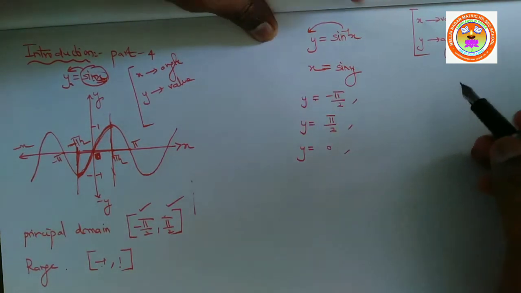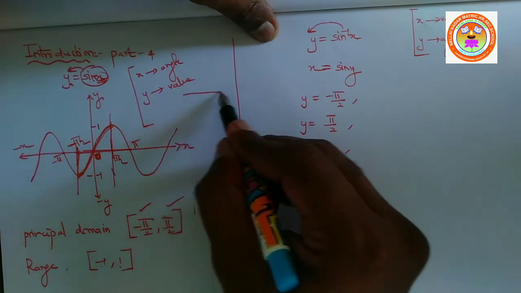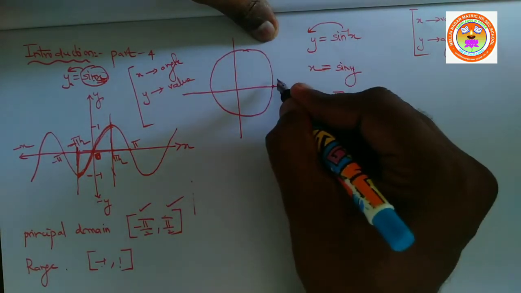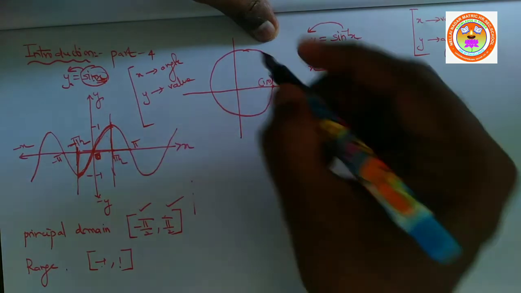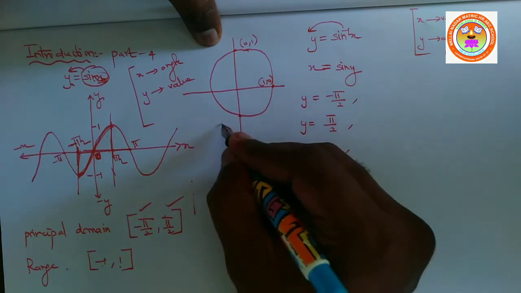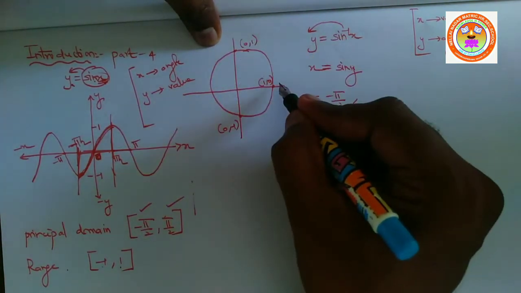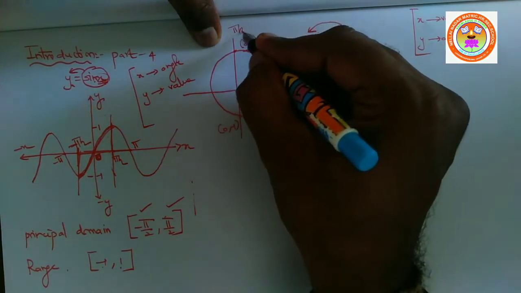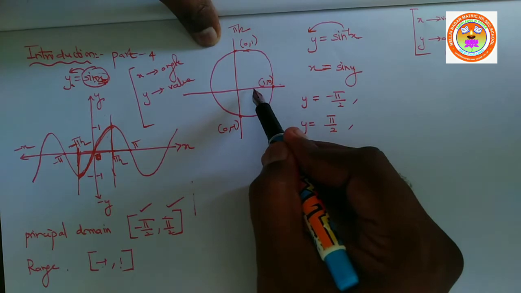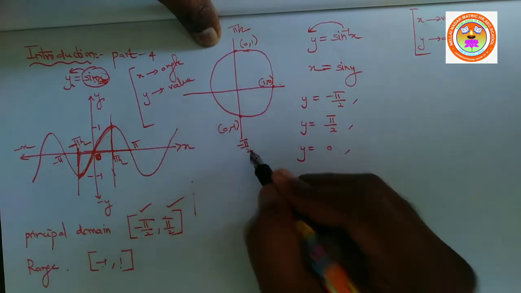If it is very difficult to find these, I can give you one super idea: the unit circle. This point is 1 comma 0, this one is 0 comma 1, and this one is 0 comma minus 1. This is 0 degree. We know this is pi by 2 if it goes in the anti-clockwise direction. If it comes in the clockwise direction, this becomes minus pi by 2.